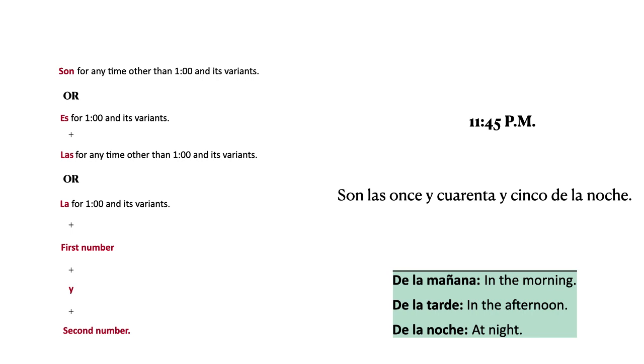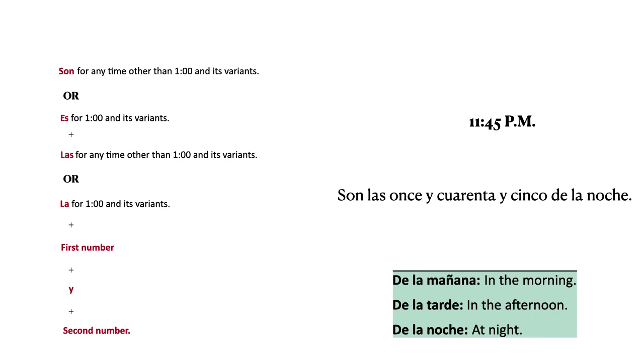Next one, 11:45 p.m. So the beginning changes, because it's no longer 1. When it's not 1, what do I say? I don't say es la, I say son las. So son las. Then the first number, once for 11. Then y. Then the second number, cuarenta y cinco for 45. And since it's p.m., I say de la noche. Son las once y cuarenta y cinco de la noche. Okay?